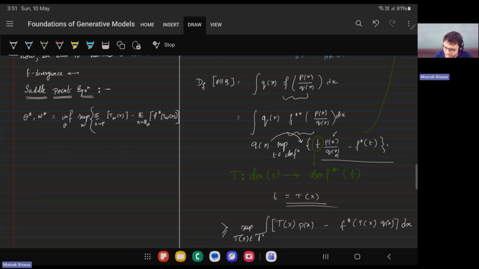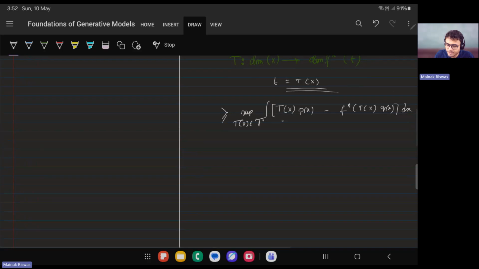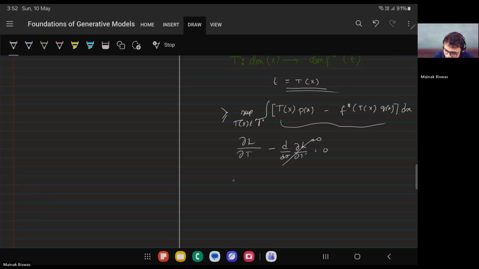Right, and then we just take a derivative with respect to this, and we say that dL/dt minus d/dx of dL/dt' is equal to 0. This is equal to 0 because L does not depend on derivatives, so we have derived this f star dash of t optimal of x is equal to p by q.